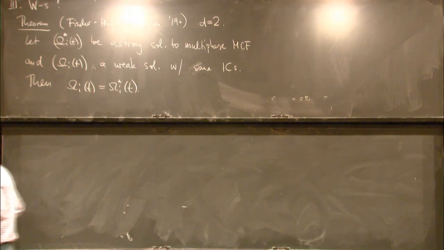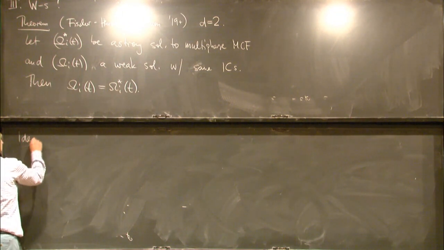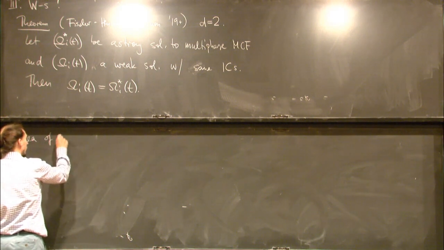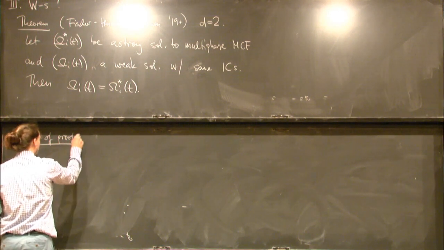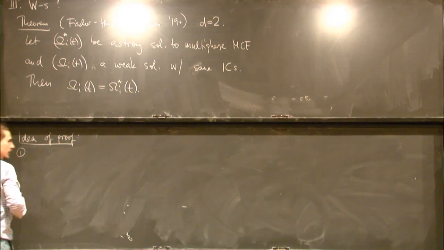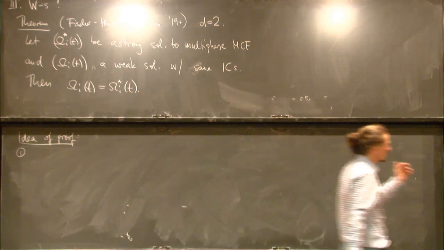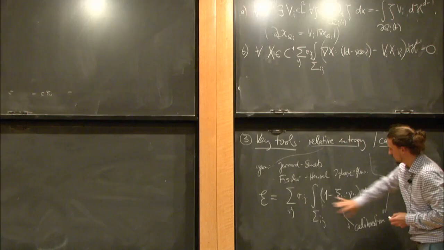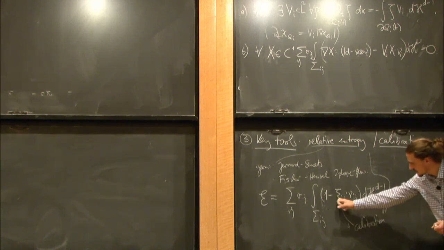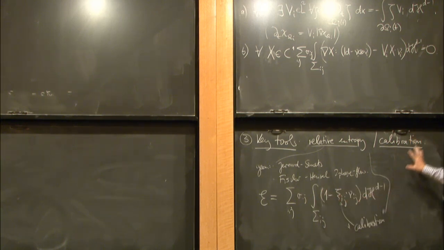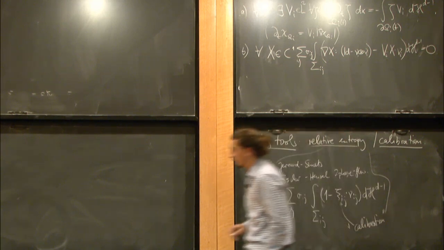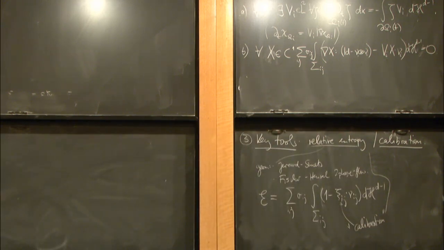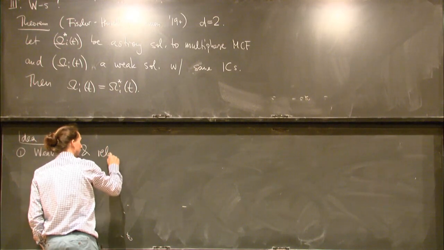Let me give you the idea of the proof. It's really that these two worlds: the weak solution for which I want to compute what's happening with this relative entropy, and then I want to construct these vector fields from the strong solution that I then plug into this computation. So the first part of the proof is the weak solution and relative entropy.